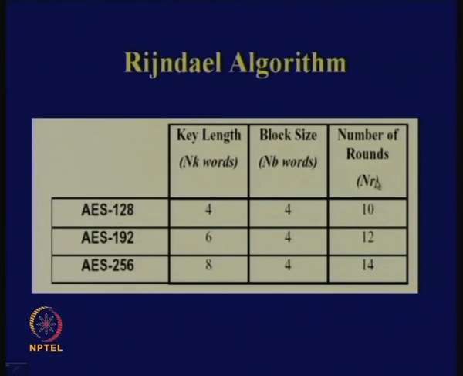Another point to be noted is that the number of rounds also varies. In case of AES 128 the number of rounds is 10, in case of AES 192 the number of rounds is 12, in case of AES 256 the number of rounds is 14. There are specific reasons why the number of rounds were fixed like this, but that follows from deep cryptanalytic results. We shall discuss this point again in a future class.